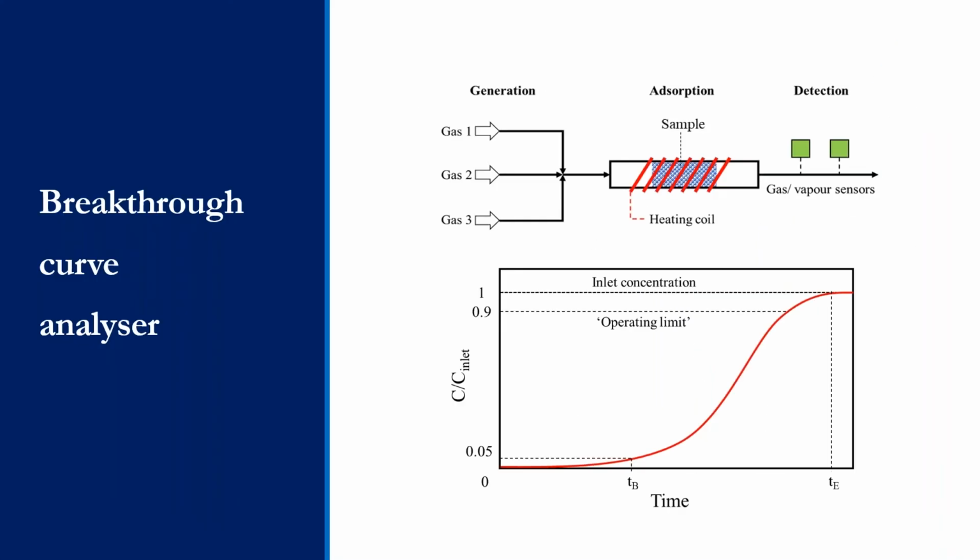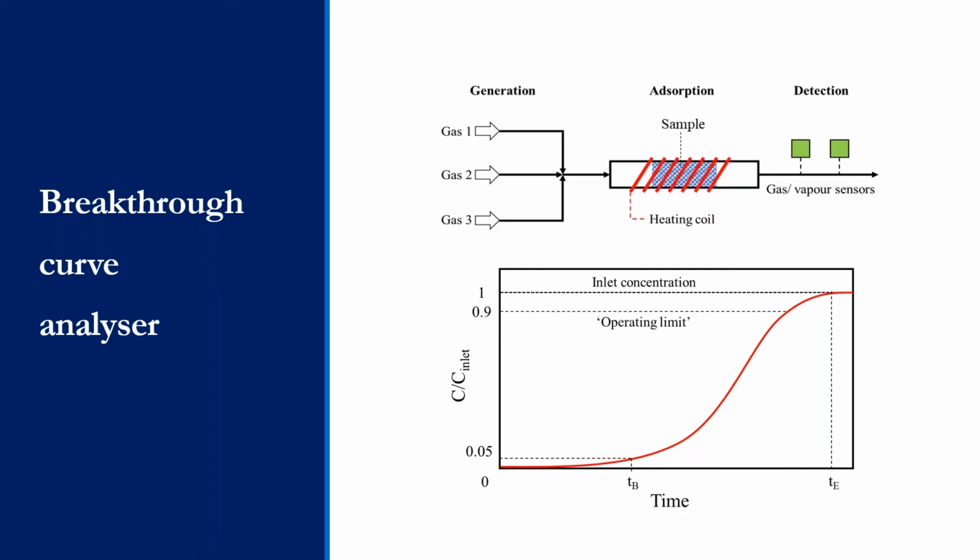And so to do that, we wanted to carry out breakthrough curve analysis experiments. I'll go a little bit over how these techniques work. A breakthrough curve analyzer consists of three components. The first is generation, where we generate a certain headspace, a certain gas stream for our material to adsorb. This could be water plus a certain VOC like toluene. You could do water and CO2. Depending on your sensors, you can pretty much imagine any system that you'd like to generate.